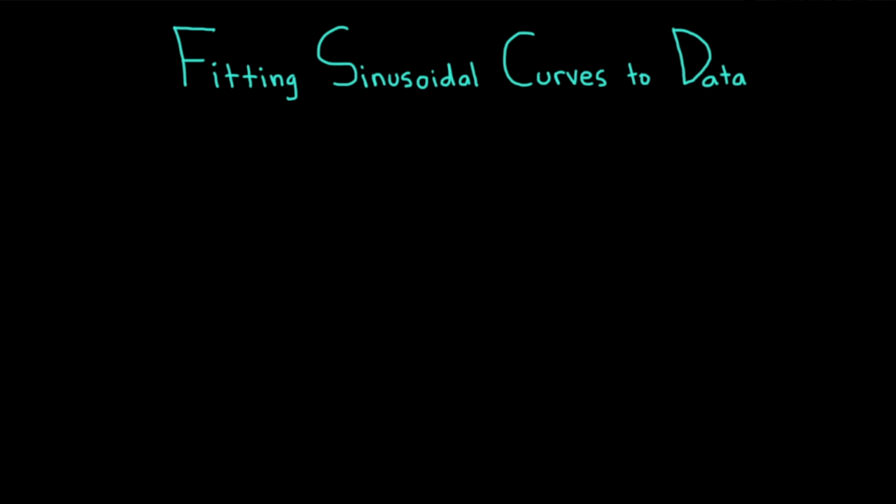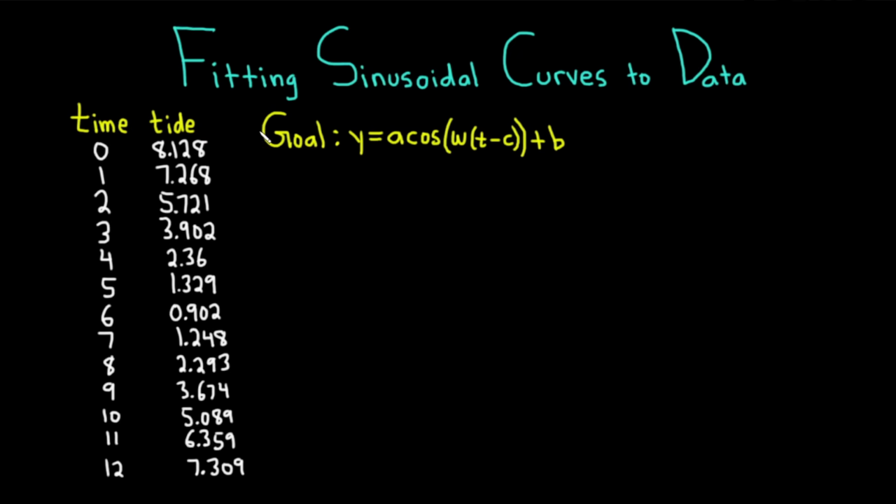In this video, we're going to discuss fitting sinusoidal curves to data. We have a table here on the left where we have the times and the height of the tides in feet. So time t equals 0 corresponds to where we start, and then 1 corresponds to an hour. So after an hour has passed, this is what the tide is. After 2 hours have passed, the tide is 5.721, etc.